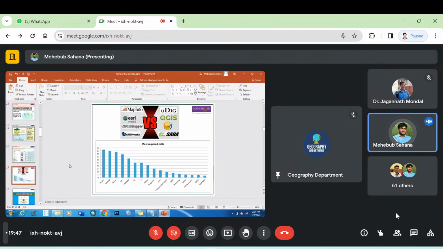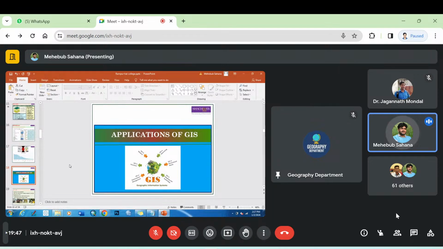ArcGIS, MATLAB, Python, C++. So I will tell the students who are interested in GIS and geography: learn ArcGIS if possible, and then Python or R. These are the 3 important tools, very necessary to learn to get a job in this subject, in the modern job market. Okay, applications of GIS: there are very many applications.